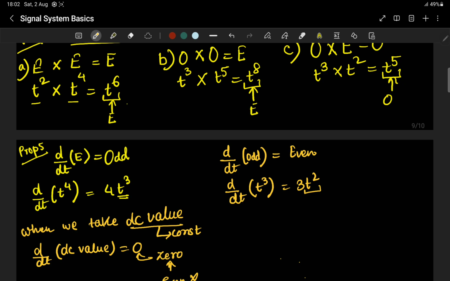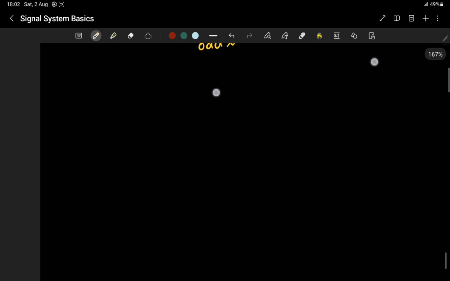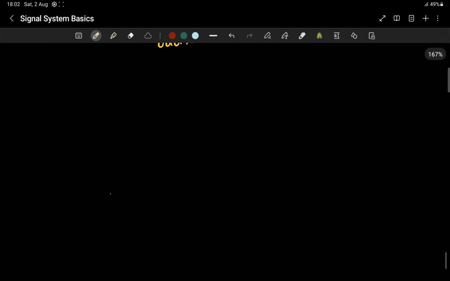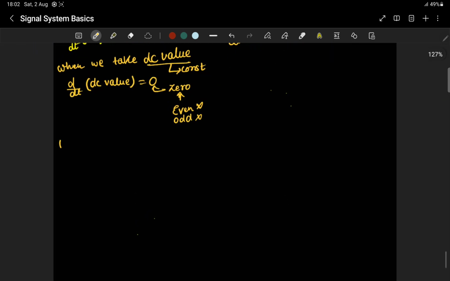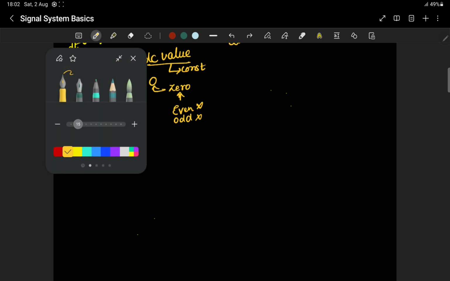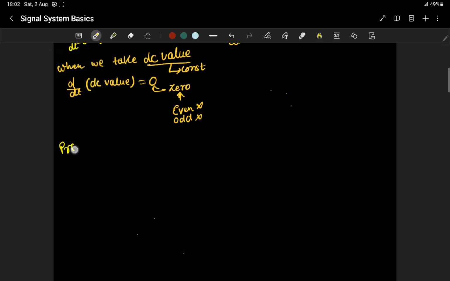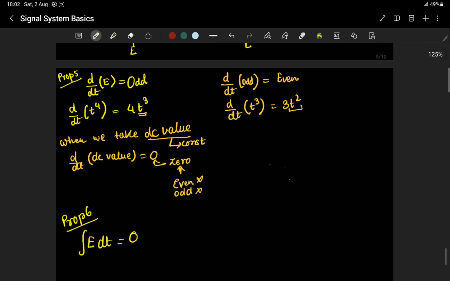Once I go for the integration part, that is going to be our property number 6 and the last property for today. Sorry, I have changed the color of the pen. Yes, property 6. This property 6 is going to be integration. When we integrate any even signal, I hope you understand, because in case of differentiation we subtract 1 from the powers, but in case of integration, we add 1.